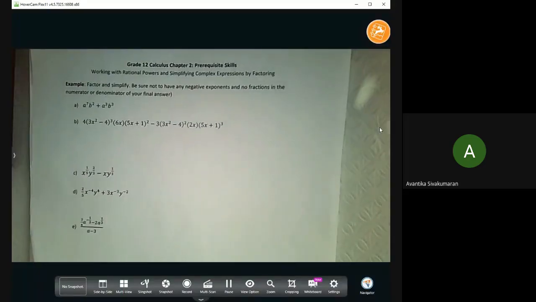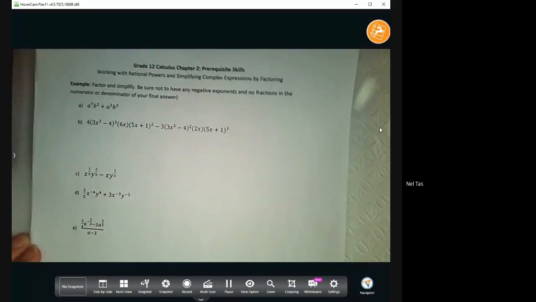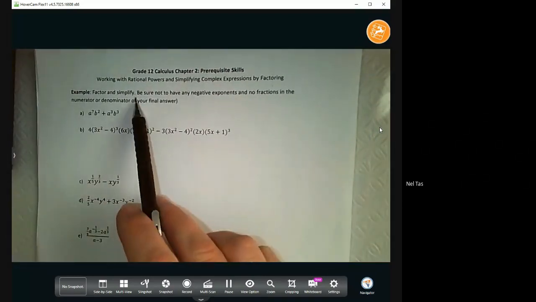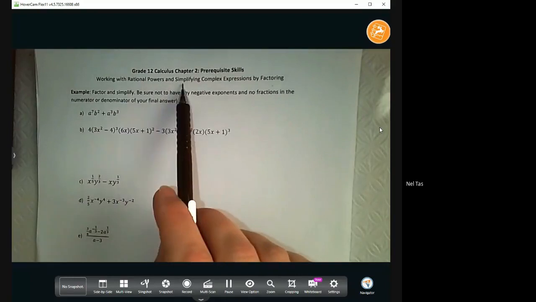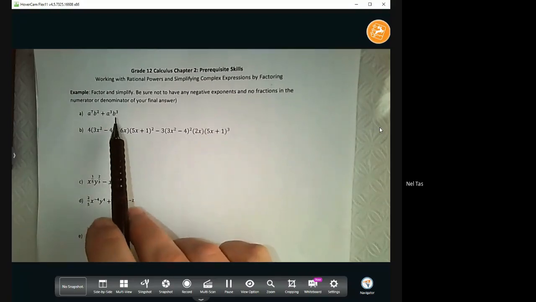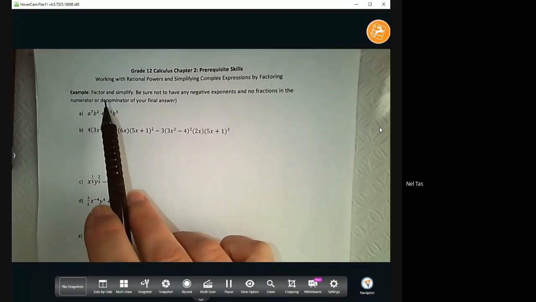All right. So we are starting chapter 2 with prerequisite skills. This is about simplifying complex expressions by factoring. Okay. So we are going to look at some examples here. The question says factor and simplify.